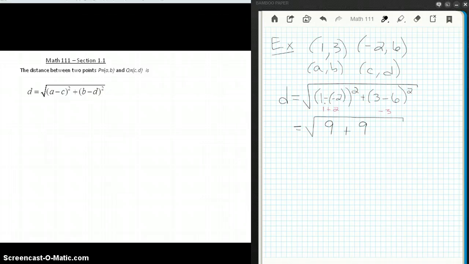Okay, that one's 9 because it was 1 plus 2. This one is not squared. And this one is 9 because it was 3 minus 6, which is negative 3 squared. Okay, so 9 and 9 is 18, and so we have the square root of 18.